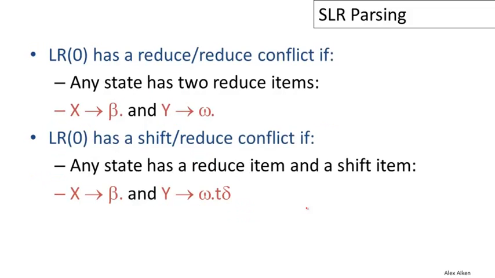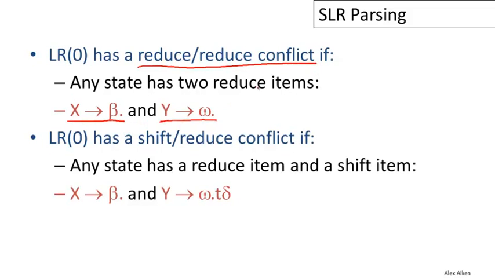Now, when does LR0 parsing get into trouble? There are two possible problems it could have. It might not be able to decide between two possible reduce moves. If any state of the DFA has two possible reductions, meaning it's seen two complete productions and could reduce by either one, then there's not enough information to decide which reduction to perform, and the parse won't be completely deterministic. This is called a reduce-reduce conflict.